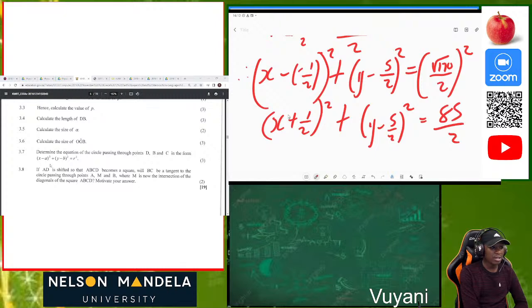Then the next question says, if AD is shifted so that ABCD becomes a square, will BC be a tangent to the circle passing through points A, M, B, and D and B, where M is now the intersection of diagonals of the square ABCD? Motivate your answer. Will BC be the tangent? Okay, how can we motivate our answer?